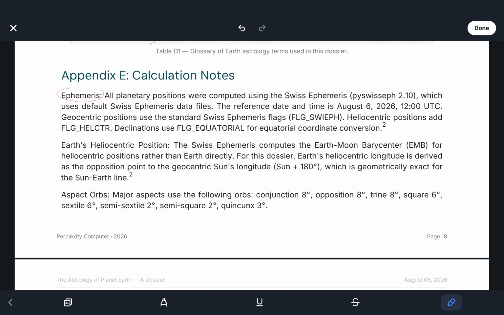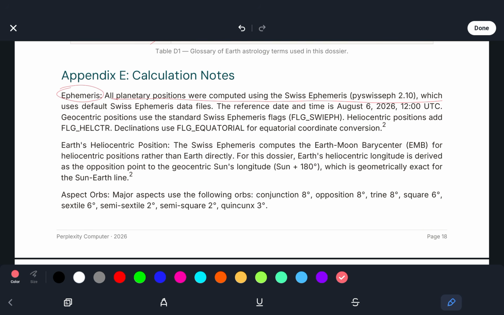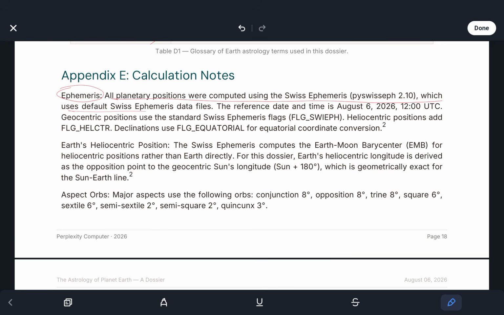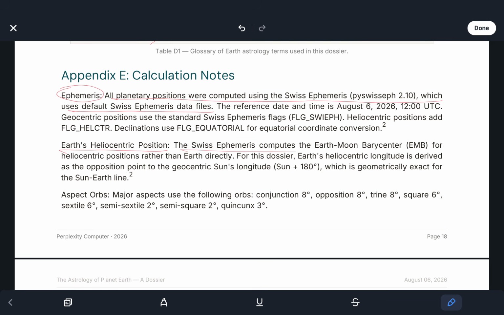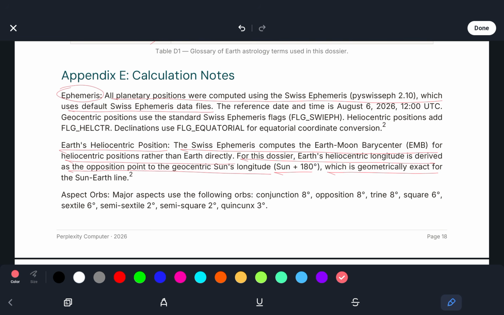So this is for the ephemeris. All planetary positions were computed using PySwissEph 2.10, which uses default Swiss ephemeris data files. Earth heliocentric position: Swiss ephemeris computes the Earth-Moon barycenter for heliocentric positions rather than Earth directly. For this dossier, Earth's heliocentric longitude is derived as the opposition point to the geocentric Sun's longitude, so Sun plus 180 degrees, which is geometrically exact for the Sun-Earth line.